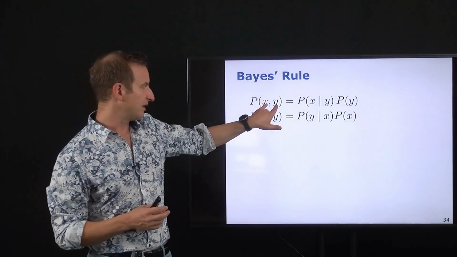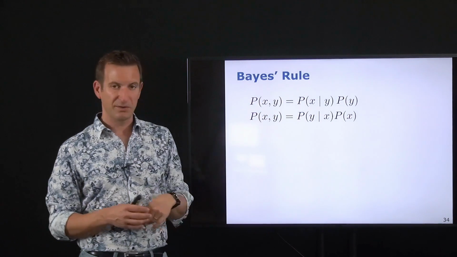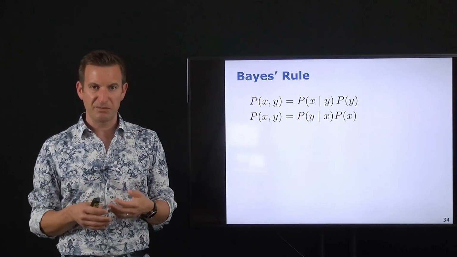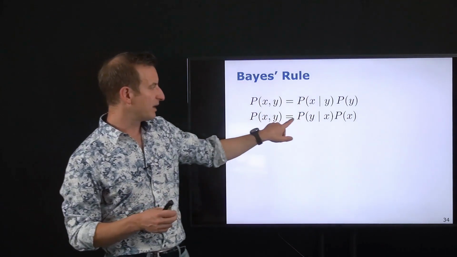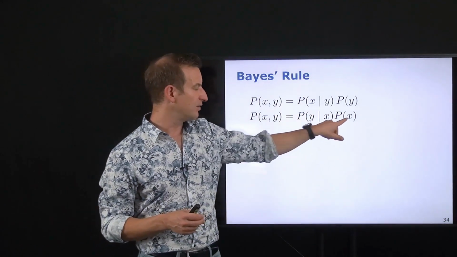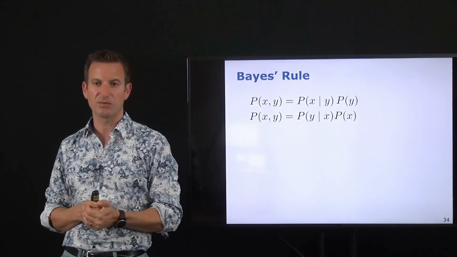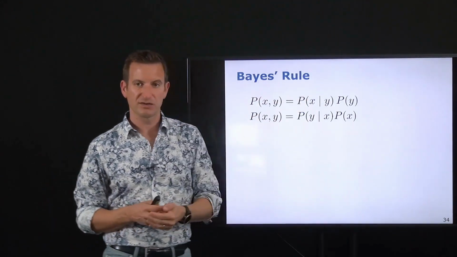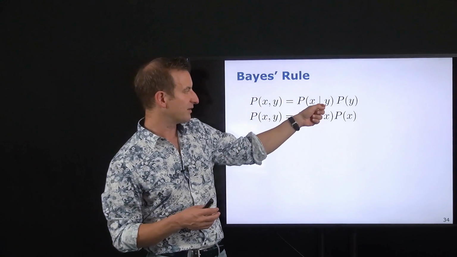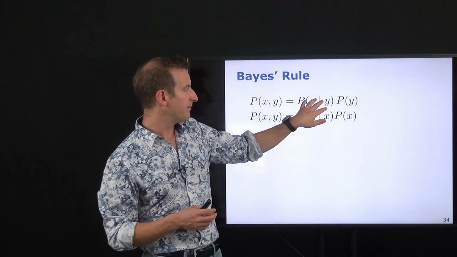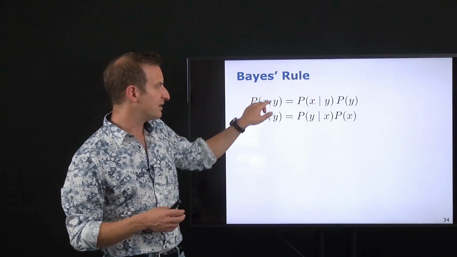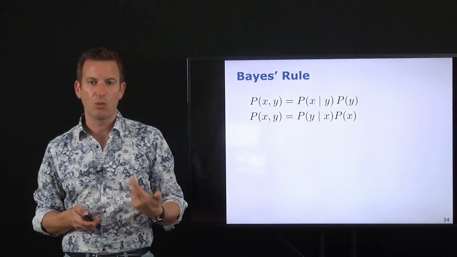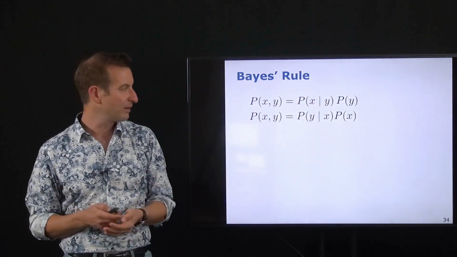And we can do the same thing, of course, by swapping X and Y, because P of X and Y is the same as P of Y and X. And so we can use the definition to write this one down. And so those things are the same, so it means that those two equations are the same. And if those two equations are the same, I can put this one on the other side of the equation and then divide by one of the distributions, for example, P of Y.